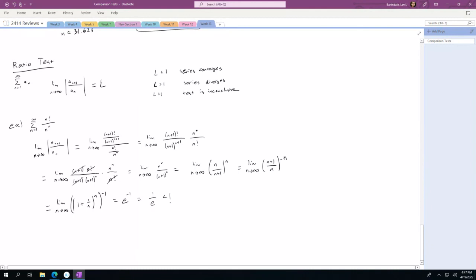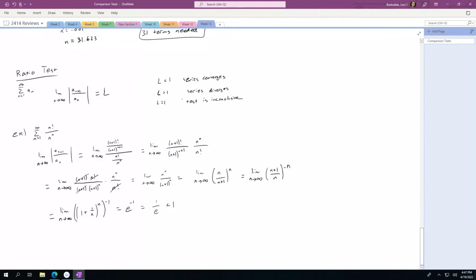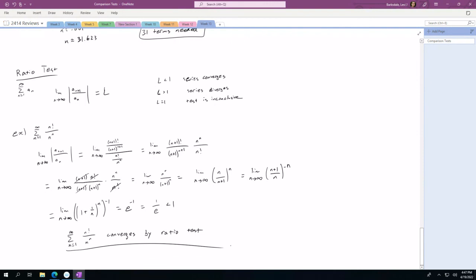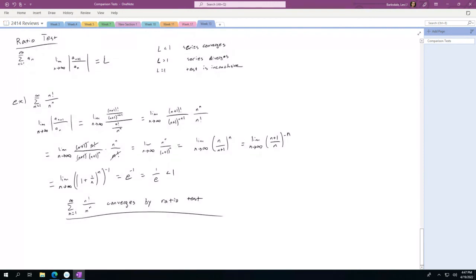This is 1 over e, which is smaller than 1. Now, because this 1 over e value is smaller than 1, we can say that our series will converge. And it converges by the ratio test. Cool. So the ratio test is particularly useful when you have things like factorials and exponents. It will actually show you that all your geometric series with a ratio smaller than 1 will converge. And overall, it's just a pretty great test.